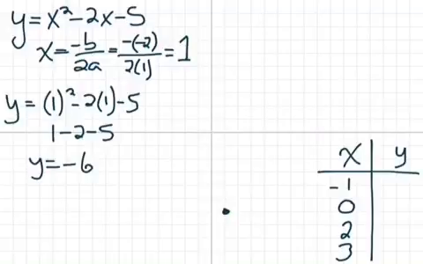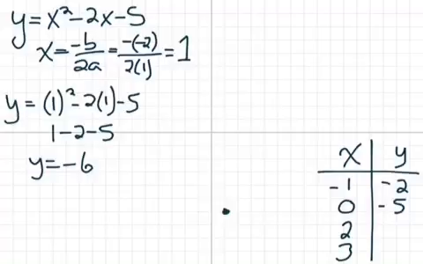Okay, and I picked 2 points on either side of my vertex. So I'm going to do negative 1, 0, and 2, and 3. And we can practically do this in mental math here because it's pretty easy. I got negative 1 squared is 1. Negative 2 times negative 1 gives me positive 2. So I have 3 minus 5 gives me negative 2. I put in 0, gives me right to negative 5.